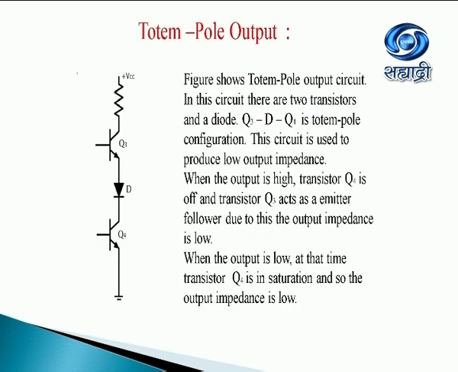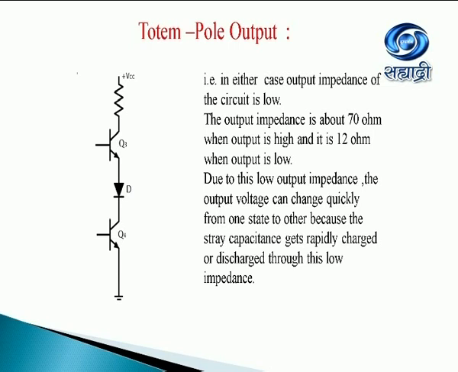Totem pole output. This is the important characteristics of TTL gate. Figure shows totem pole output circuit. In this circuit, there are two transistors and a diode. Q3, D, Q4 is a totem pole configuration. This circuit is used to produce low output impedance. When the output is high, transistor Q4 is off and transistor Q3 acts as an emitter follower. Due to this, the output impedance is low. When the output is low, at that time, transistor Q4 is in saturation and so the output impedance is low. In either case, output impedance of the circuit is low.